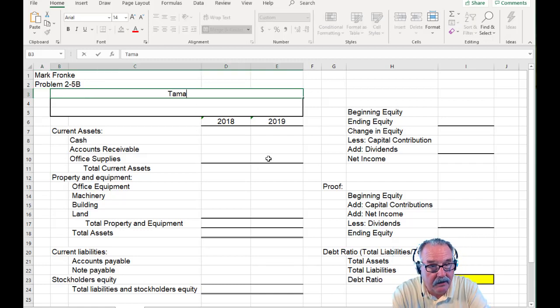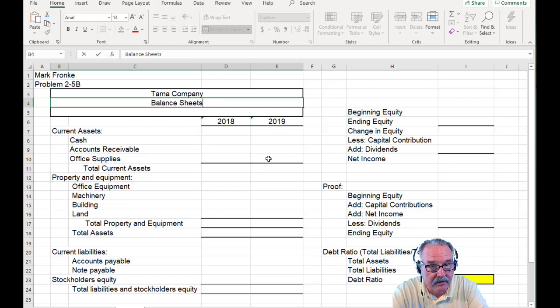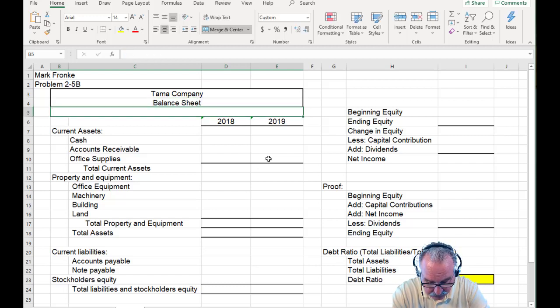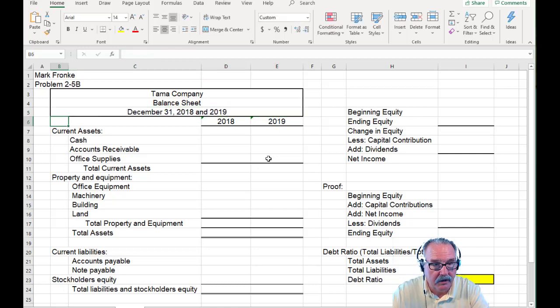This is Tama Company, and this is a balance sheet. We are going to prepare two balance sheets. And we're talking about December. In fact, let's put in December 31, 2018 and 2019. We're doing 2 years. Now, I'm just taking this directly from the information that was given to us in the book.